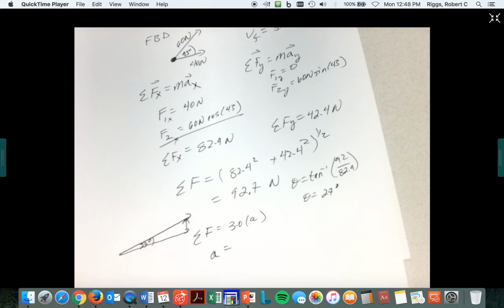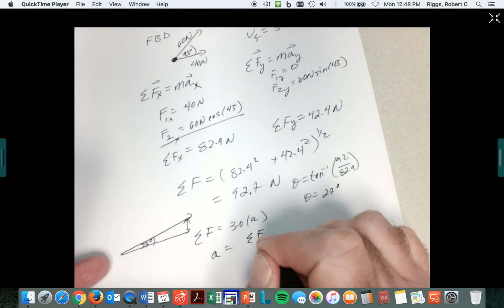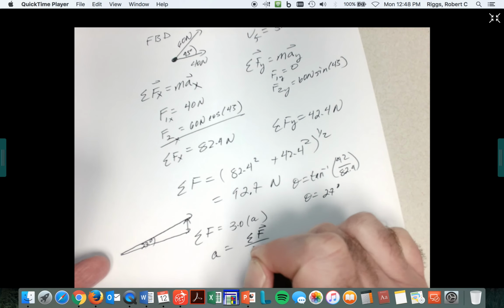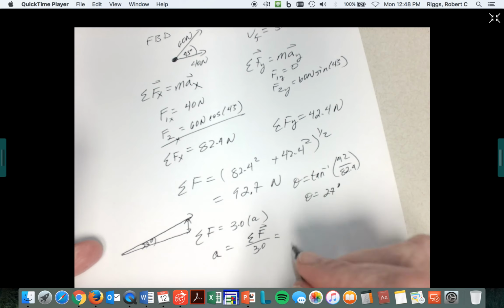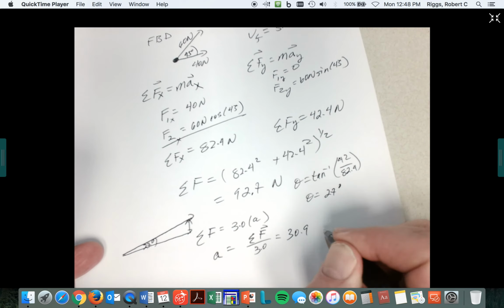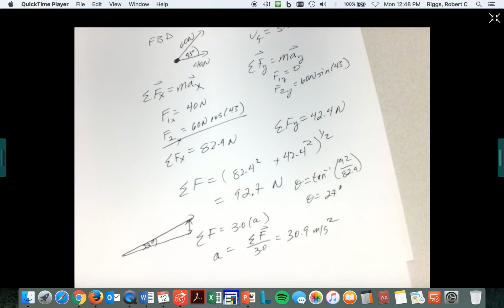So the overall acceleration is 92.7 divided by 3.0, which is 30.9 meters per second squared. So, I mean, those are pretty strong forces acting on something. They're not real strong, but look at that. That's a heck of an acceleration.